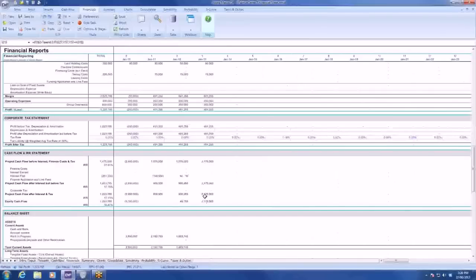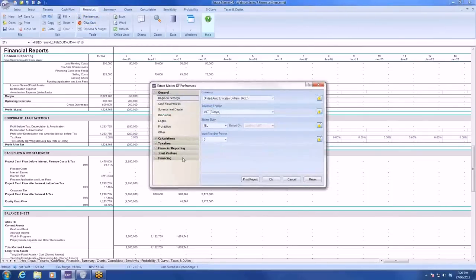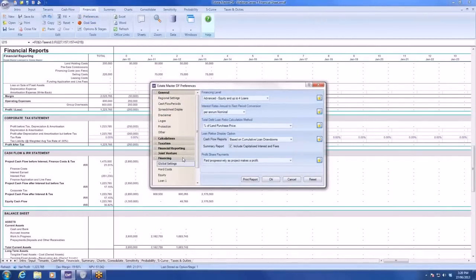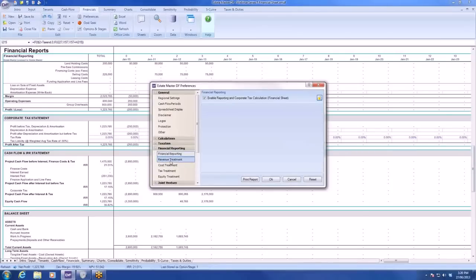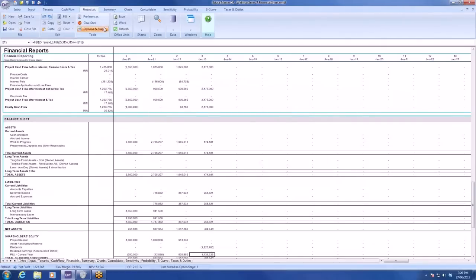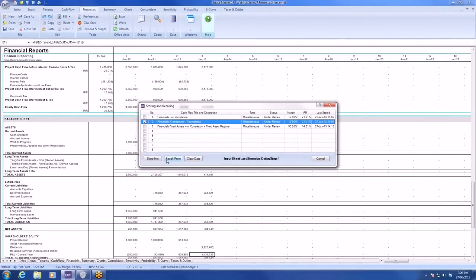So let me now show you another one where we go into a different setting, and this is where we select on a percentage completed basis. So if we go into the preference sheet here, into the financial reporting sheet here and go into revenue treatment, I'm now going to change this to percentage completed. That's where we do it. So I'm going to call an option that I've already prepared. Percentage completed, we'll call from there.